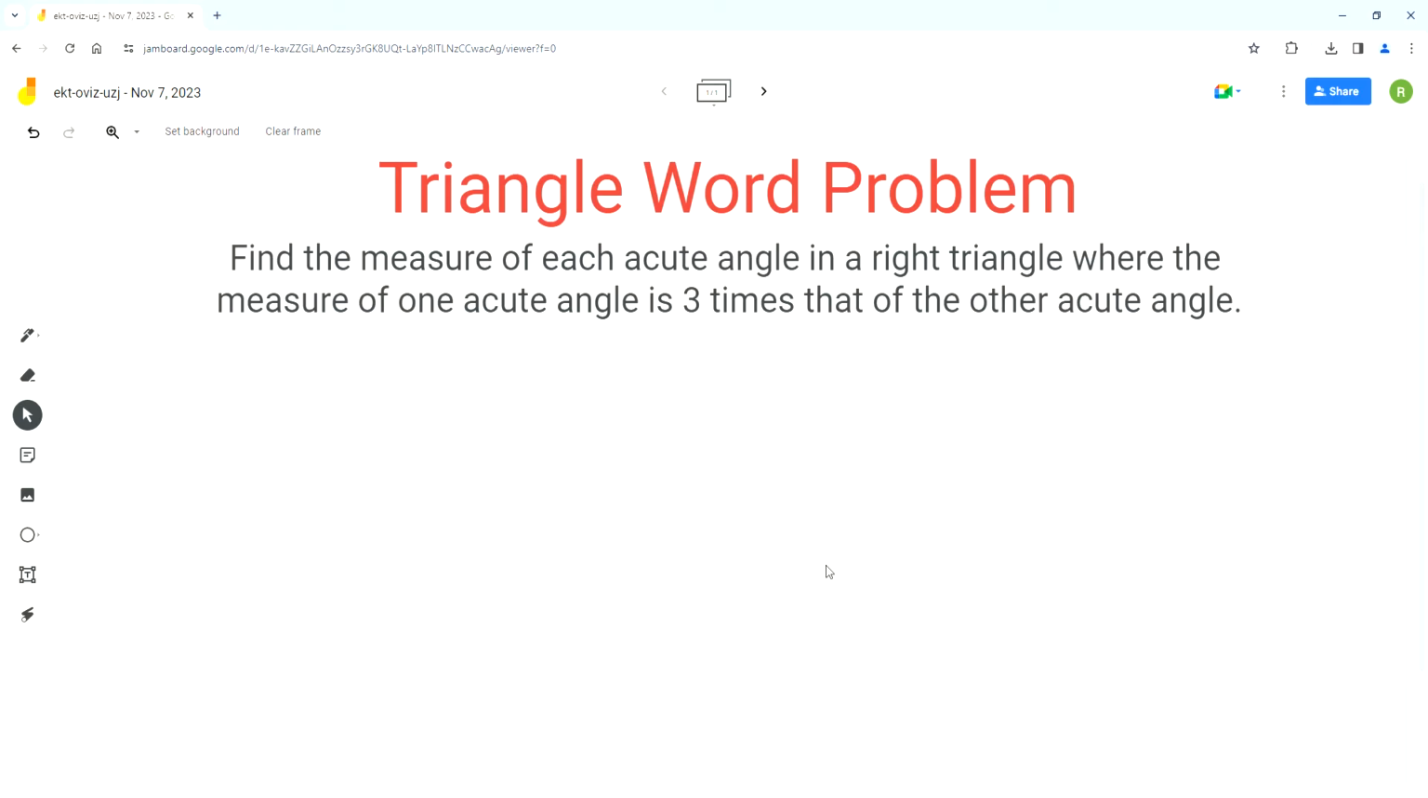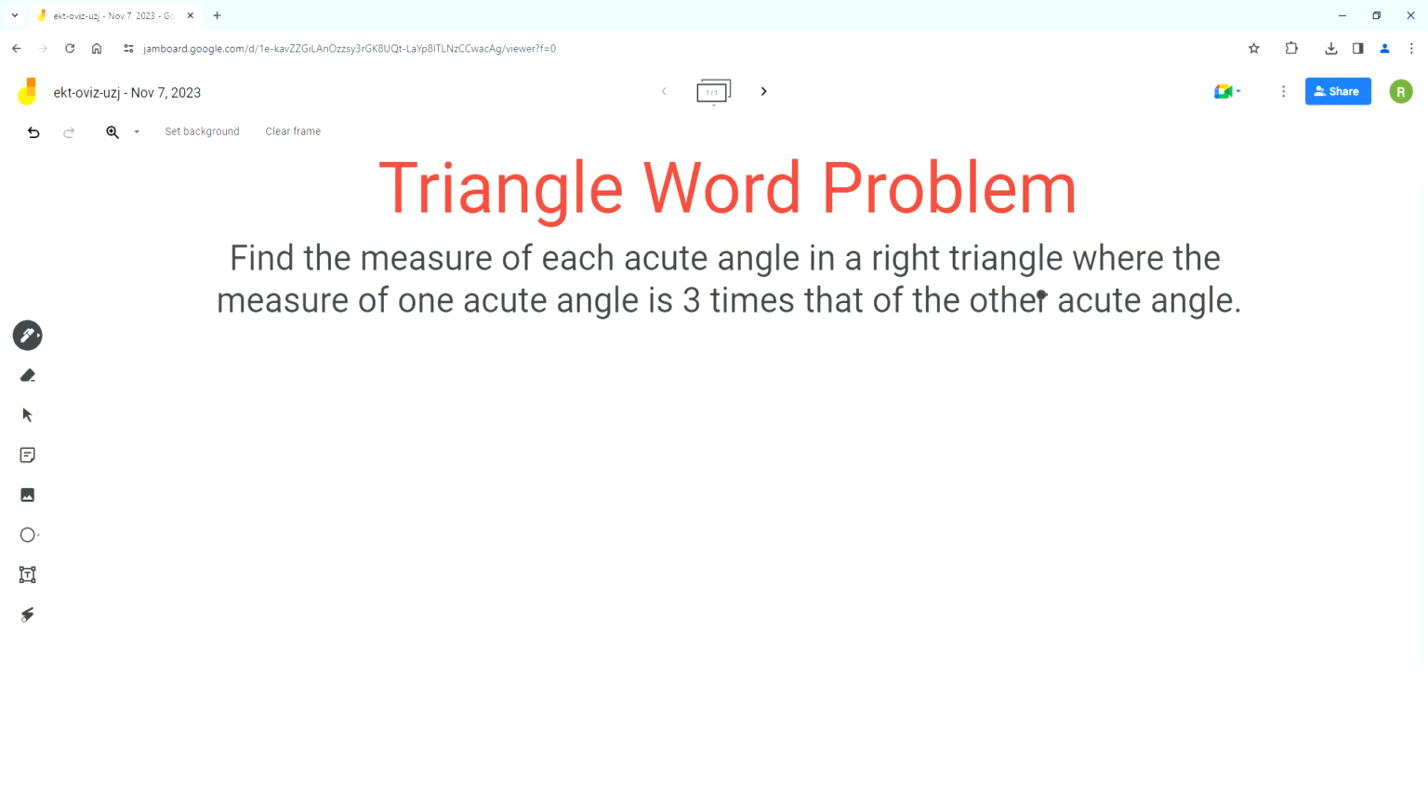Hello everyone. So in this video, we'll solve this word problem. As per the problem, find the measure of each acute angle in a right angle triangle where the measure of one acute angle is 3 times that of the other acute angle. So this problem is about a right triangle or a right angle triangle.